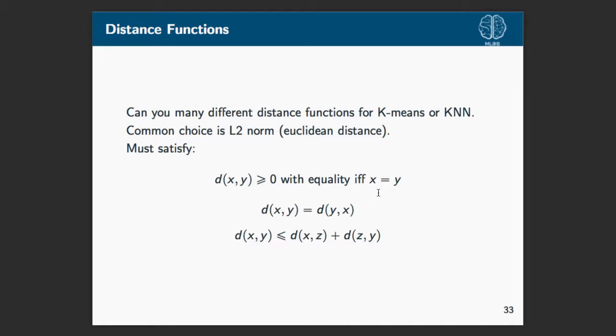And that's if and only if. Also, it's symmetric, so the distance between x and y equals the distance between y and x. And the last one is the triangle inequality. So the distance between x and y has to be less than the sum of the distances through the triangle formed by x, y, and z, so less than the distance between x and z plus z and y. You can think of this as the two legs of a triangle and a hypotenuse. The hypotenuse has to be less than the sum of the two legs.